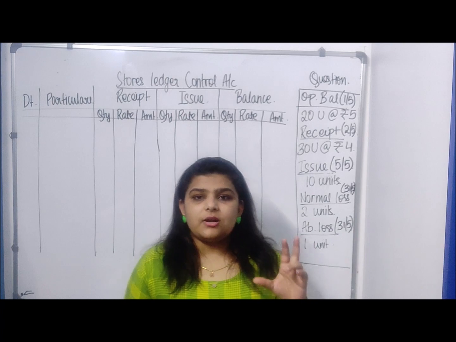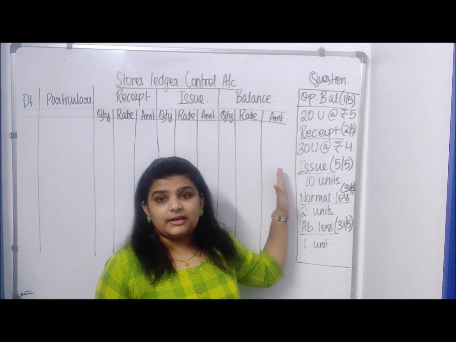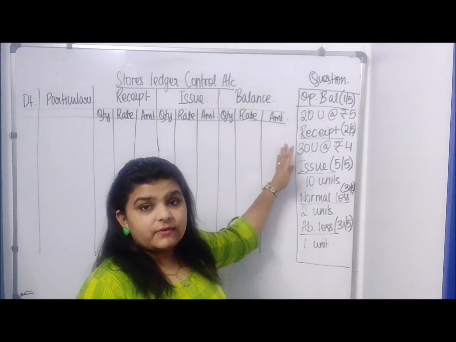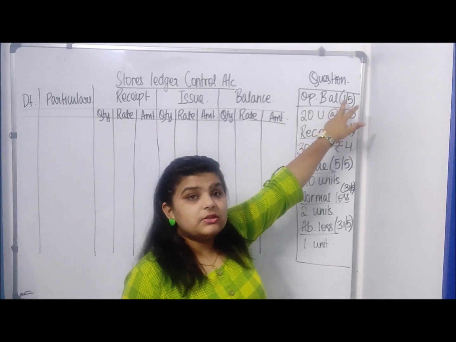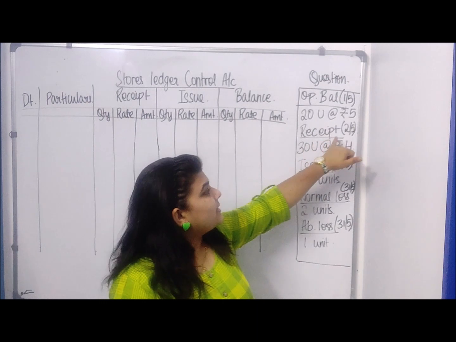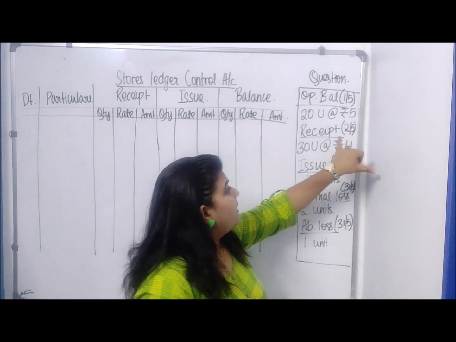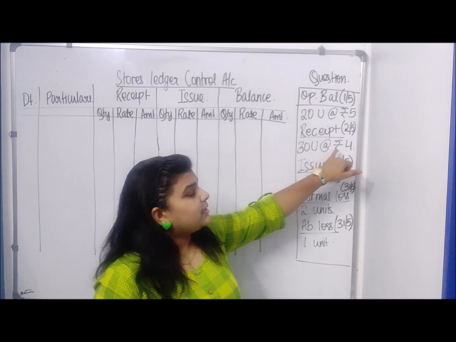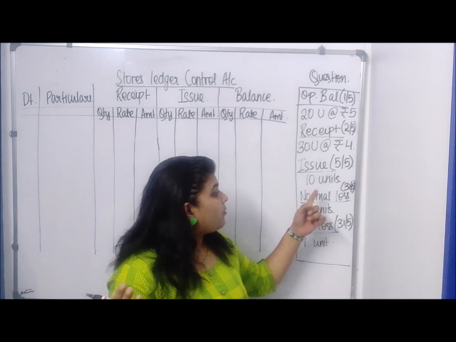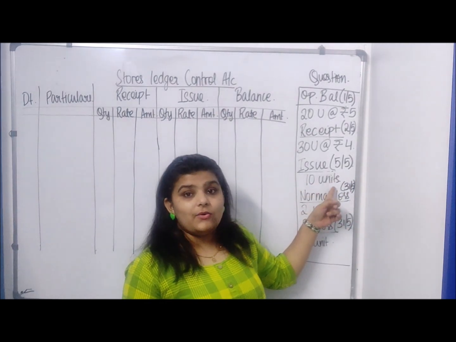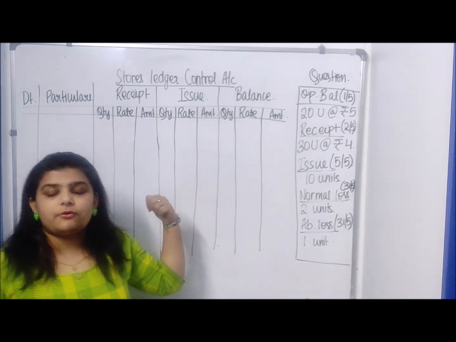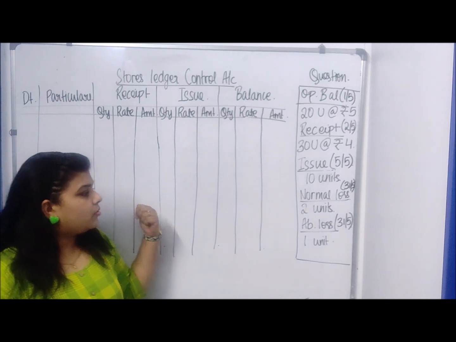I have taken a very small example to show you how the entries are taking place and how we calculate the rate. Now, in the question which I have taken, there is an opening balance on 1/5, that is 1st May, of 20 units at ₹5. Then there is a receipt, meaning we purchased goods. On 2nd of May, 30 units I have purchased for ₹4. Then on 5th May, I have issued 10 units. Now, here the price is not given. Why is the rate not given here? Because I will have to calculate the rate by preparing the stores ledger control account.